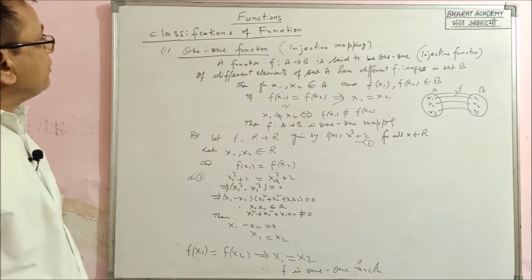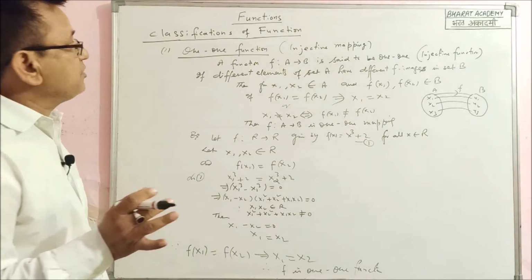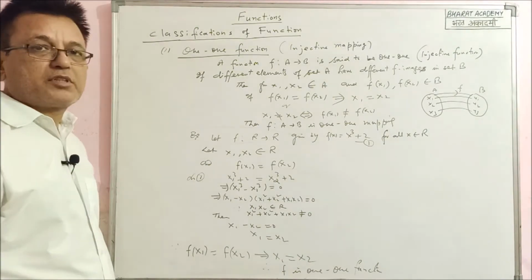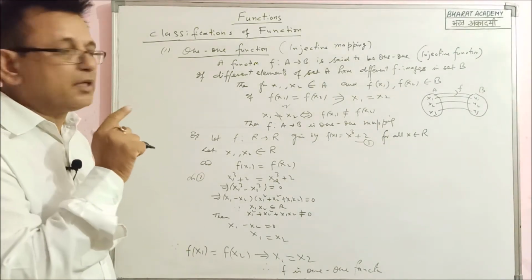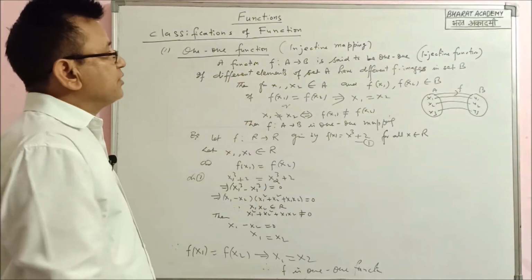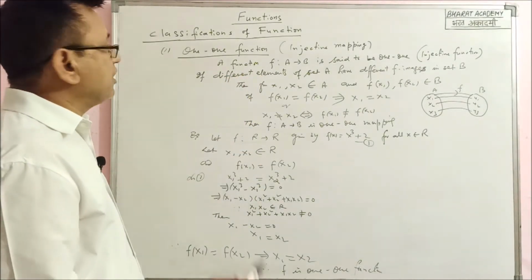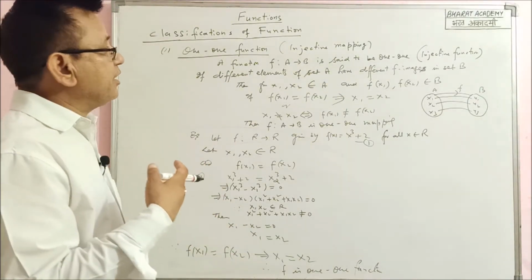Now students, we come to the classifications of functions. There are certain classifications of functions. First one is the 1-1 function, and this is also called injective mapping. What is a 1-1 function? A function f from set A to set B is said to be 1-1 or injective if different elements of A have different f images in set B.